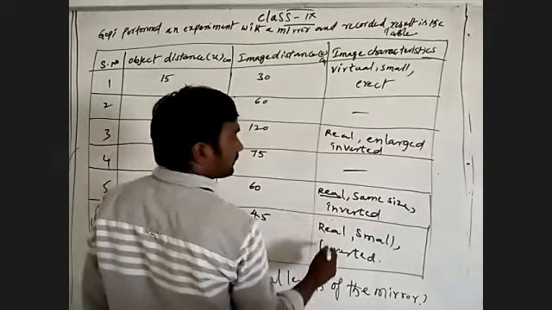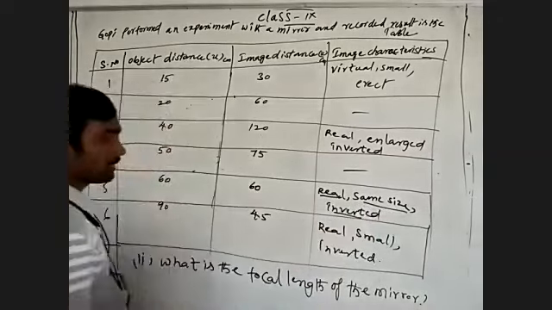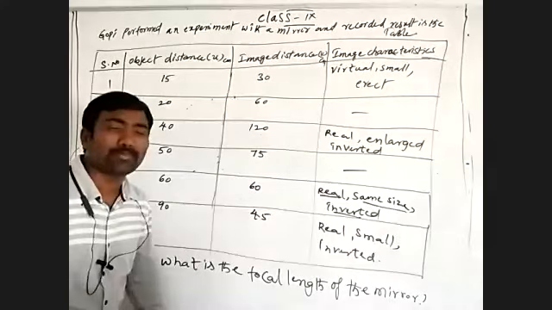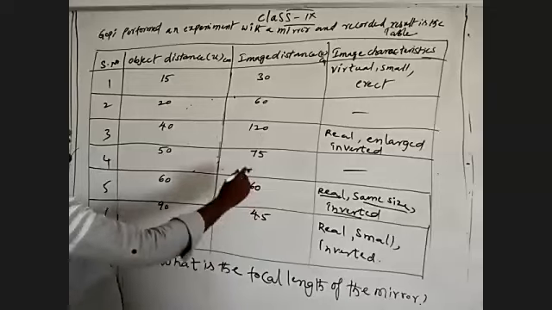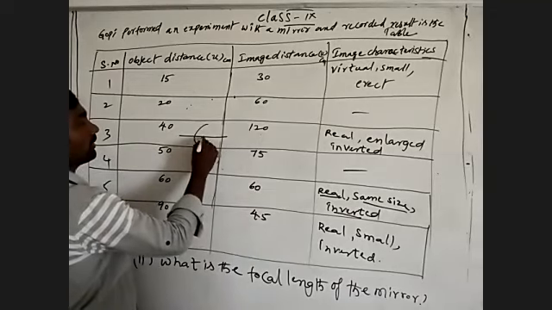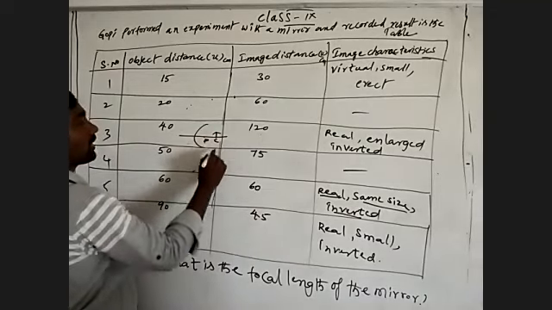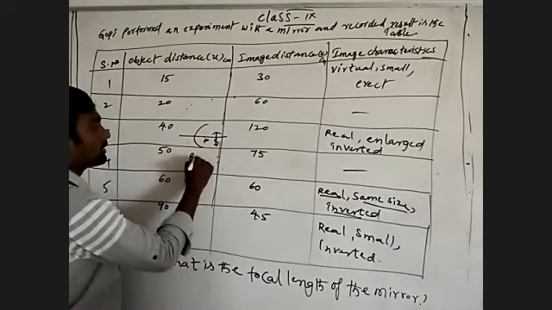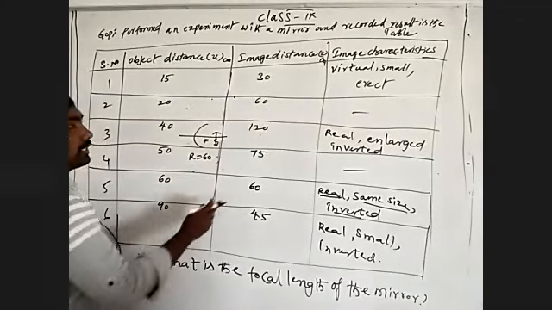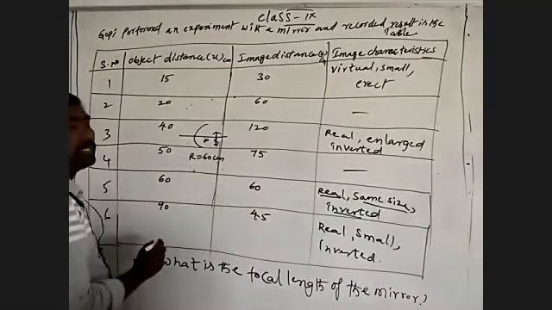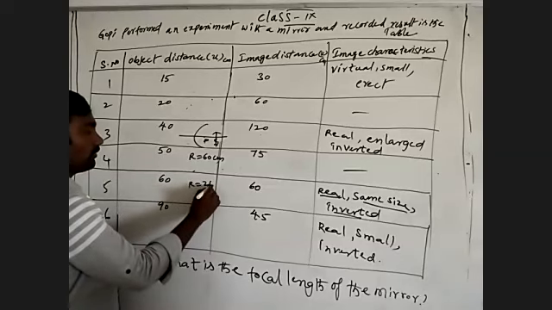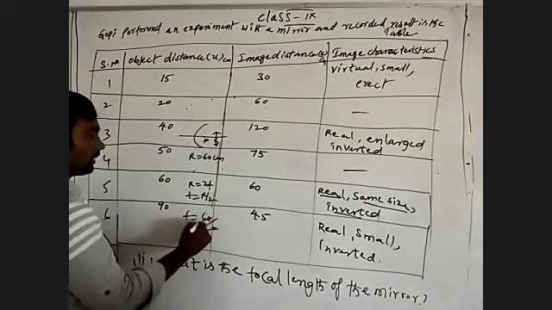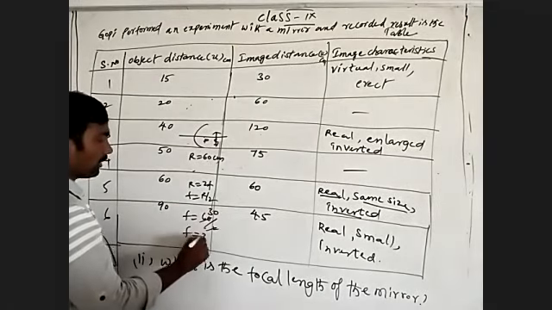See there, real, inverted, same size. Same size means the image forms at the same size when the object is placed at the center of curvature. When the object is placed at the center of curvature, the image will form at the same place with the same size. The image distance is 60, so the radius of curvature is 60. So f is equal to r by 2, which is 60 by 2, so 30.